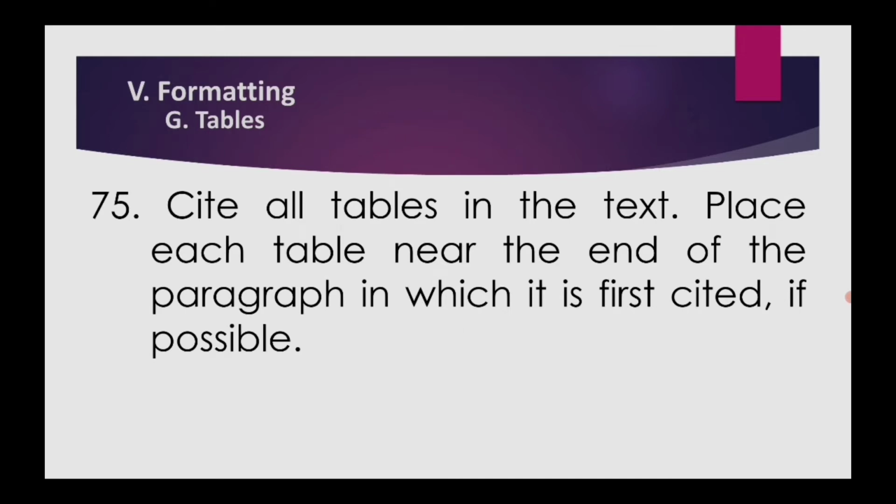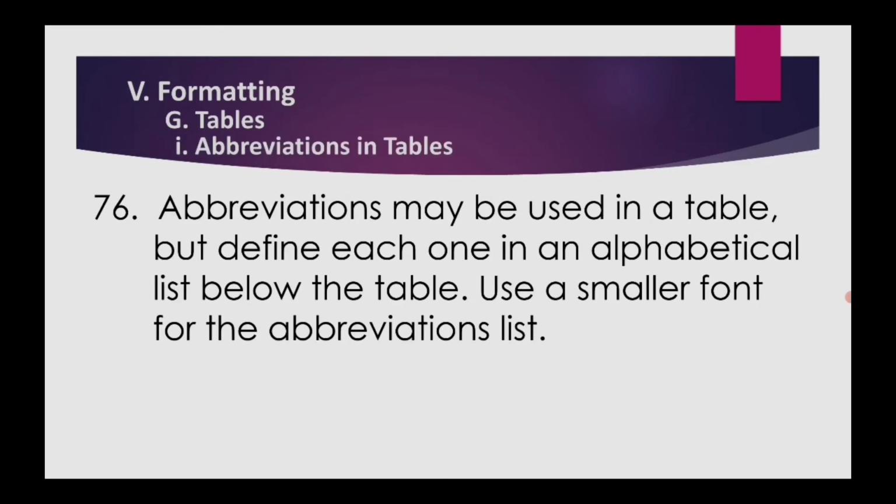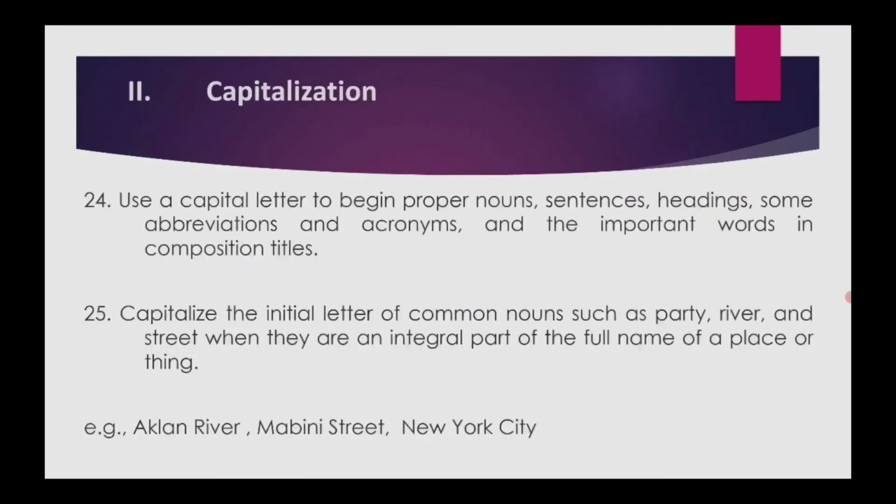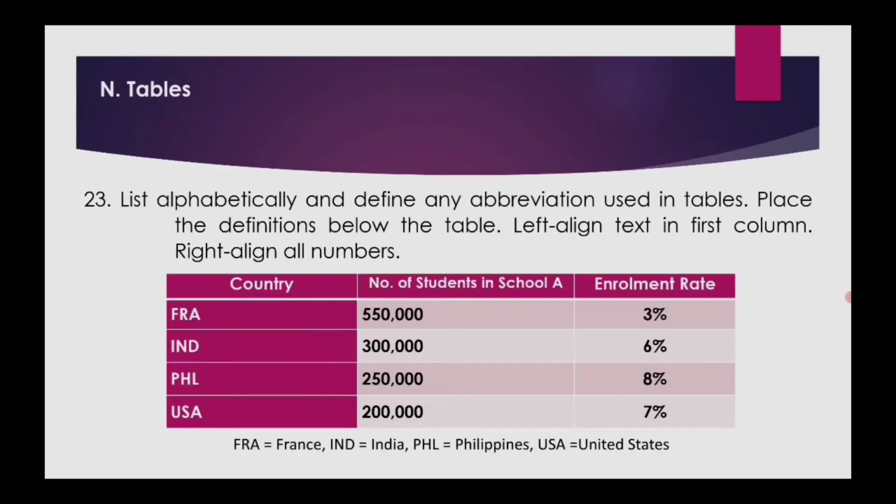Tables. Cite all tables in the text. Place each table near the end of the paragraph in which it is first cited, if possible. Abbreviations in tables. Abbreviations may be used in a table, but define each one in an alphabetical list below the table. Use a smaller font for the abbreviations list. We did it already earlier, no? Here. So we use that there. You have the table, and under the table you have the legend.